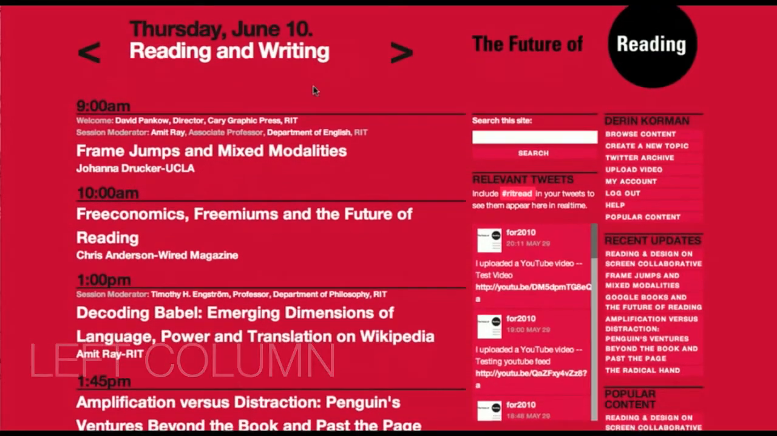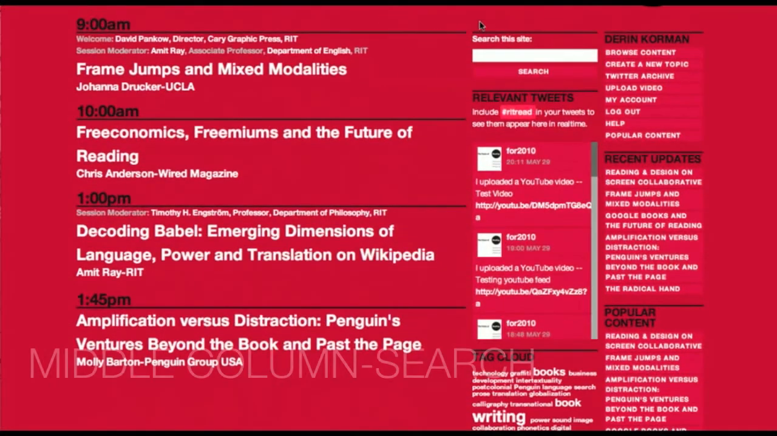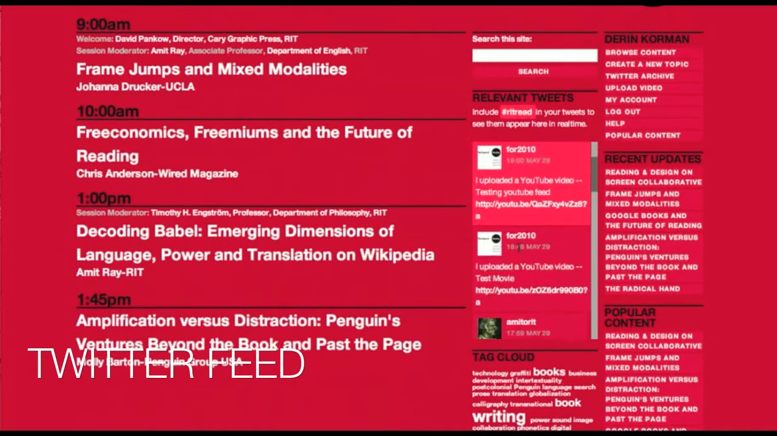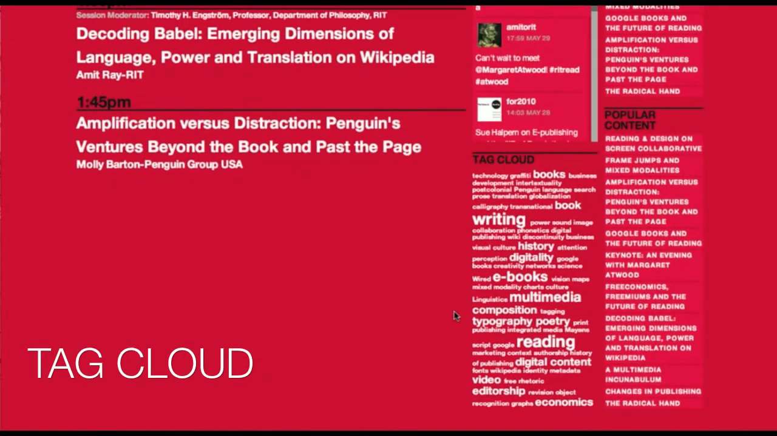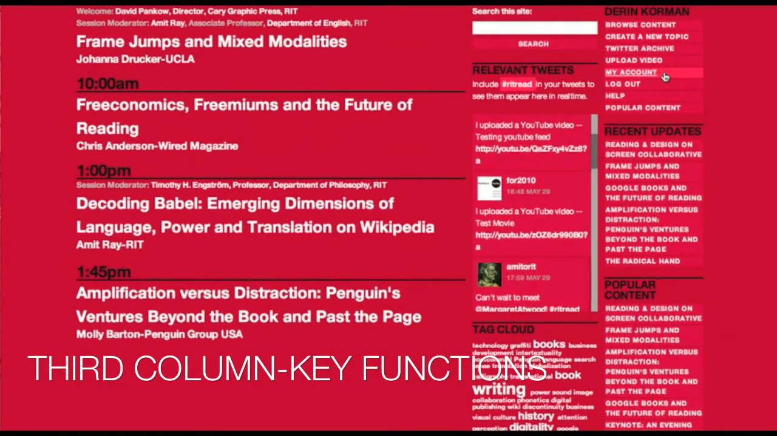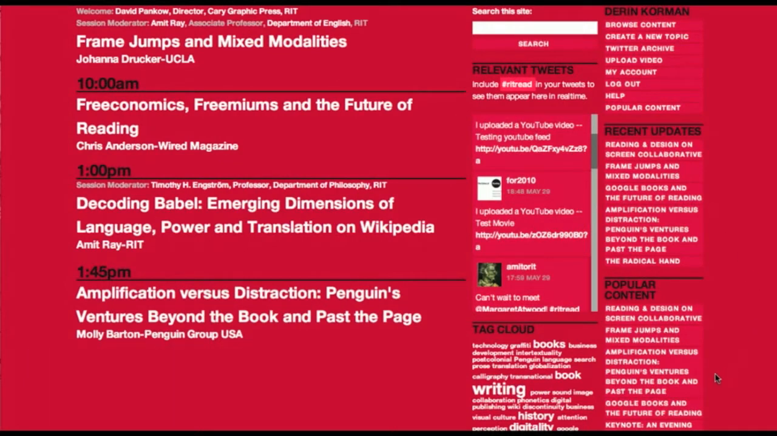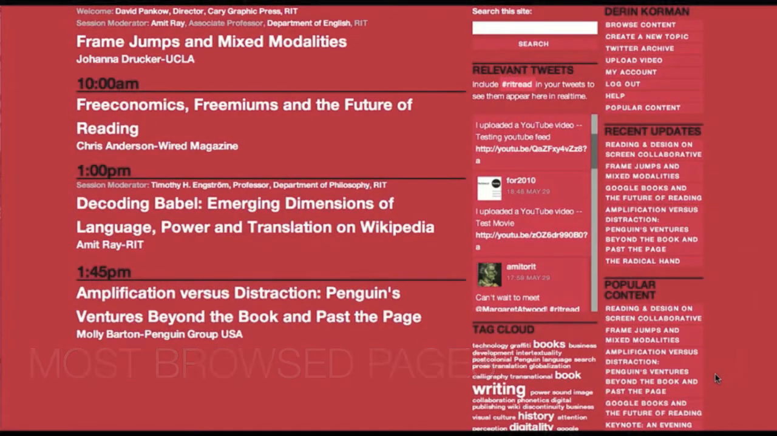In the left column, you'll find information on speakers as well as interactive sessions. In the middle column, you'll find a search function, a Twitter feed, as well as a tag cloud where the popularity of a particular tag is indicated by size. In the right column, you'll find important functions, information on recent updates, and finally, popular content.